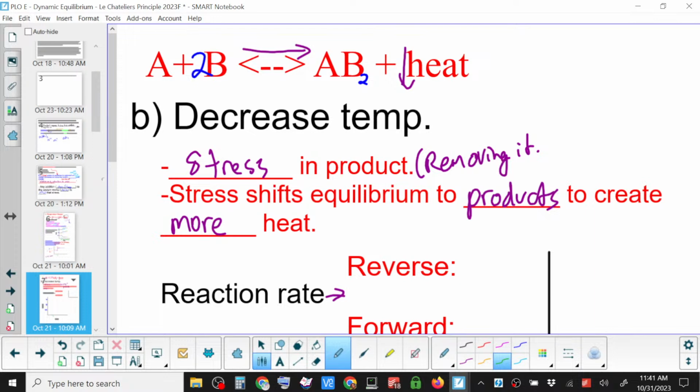The same side's being affected. It was increased the most before. Now it's decreased the most. So the products would be decreased the most? So the forward rate is going to decrease the most, which means that explains the shift. It's going to shift to the right the most because it's decreased the most.